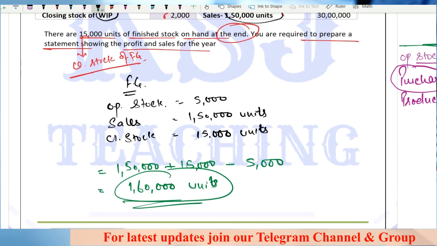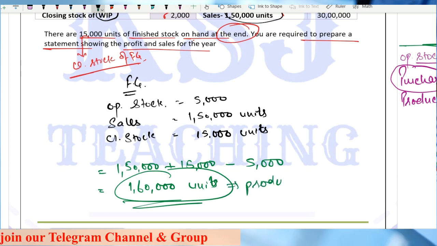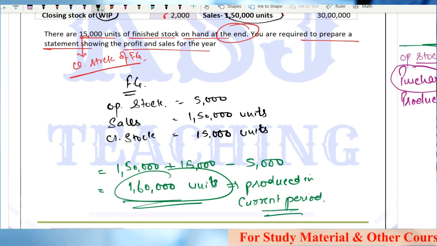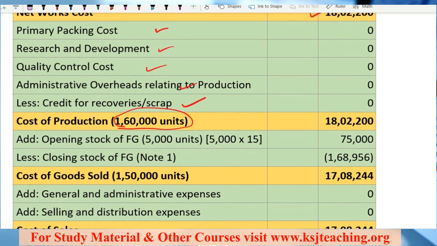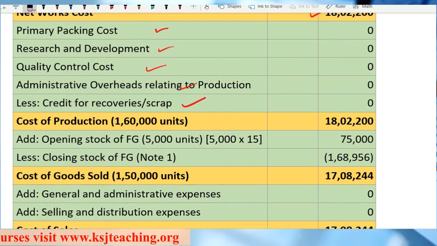These 1,60,000 units have been produced in the current year, in the current period, right? This is where 1,60,000 came from. Now this 18,02,200 is the cost of manufacturing these 1,60,000 units.